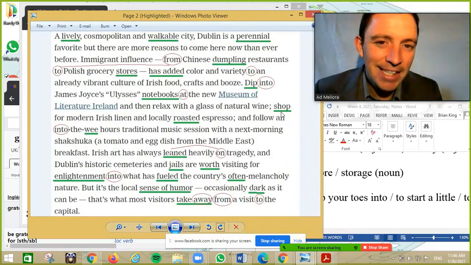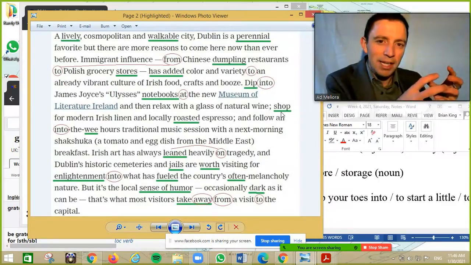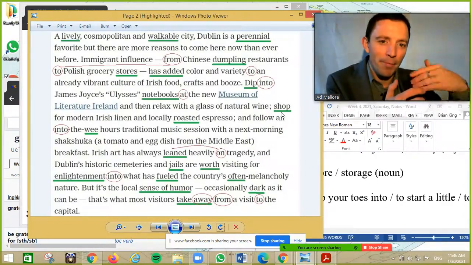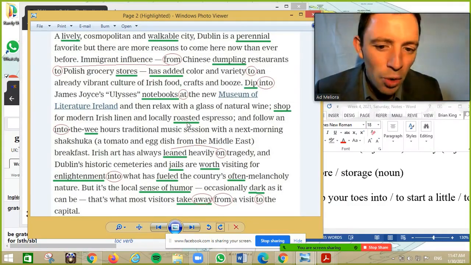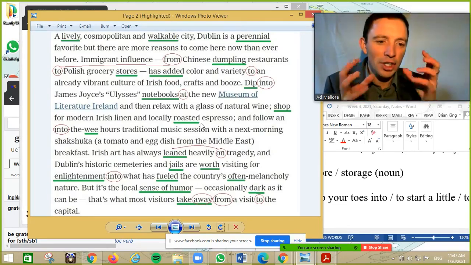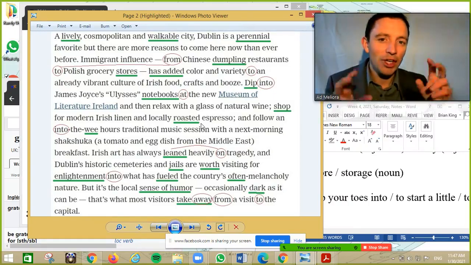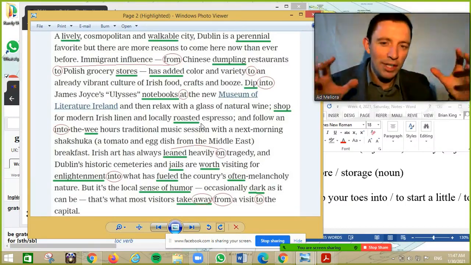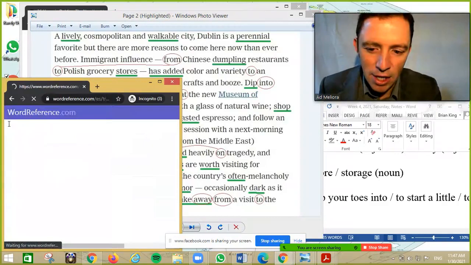Again, shop is tienda, substantivo, but here it's a verb. So it's possible as shop, substantivo, but possible también to shop. And here it's the verb to shop. Okay, como comprar, un poquito como comprar, but no exacto el mismo. And here's to shop for modern linen and locally roasted espresso. So the verb to roast is related to food. So the chicken, the pollo in the horno, the chicken in the oven, and you roast the chicken. Okay, so to roast is this action. And here in Spanish, specifically, it is roast.